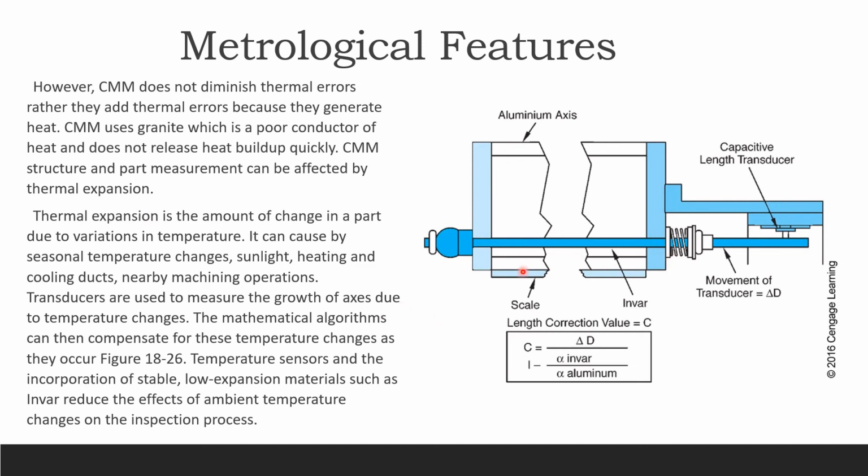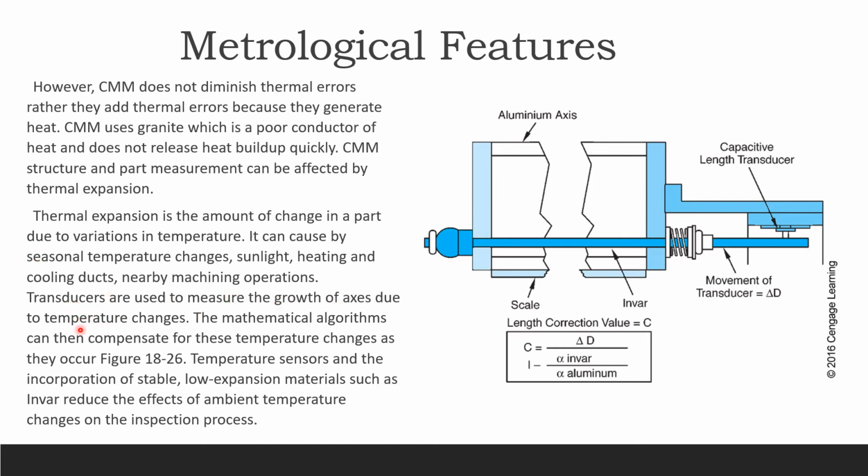Machines are also subjected to it, so therefore they have thermal errors. It can be caused by seasonal temperature changes, and that's your environmental effect, right? So environmental in your lab, if you remember, some students gave me temperature, some students gave me just dirt. So make sure you put all that, okay? All room conditions: temperature changes, sunlight, heating, cooling, nearby machining operation, everything in the room is going to be your environmental condition.